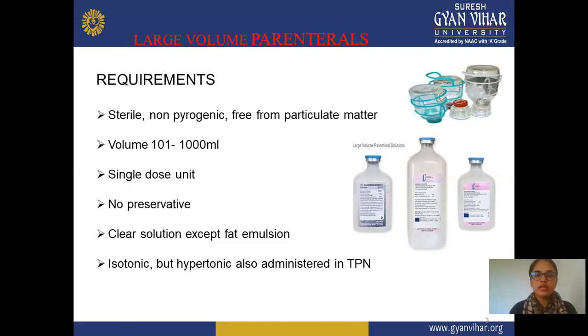The requirements for large volume parenterals: it is sterile, non-pyrogenic, and free from particulate matter. It should be in proper sterile condition because you are administering by the parenteral route, so it is very susceptible to causing any disease or infection. It should have no pyrogen, as well as no foreign or unwanted particles, so it is free from particulate matter. The volume is 101 to 1000 ml because it is a large volume parenteral. That's why the capacity starts from 101 to 1000 ml.